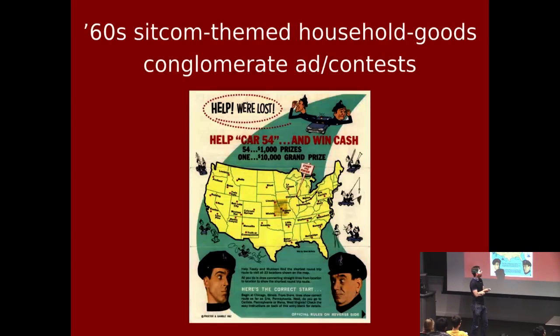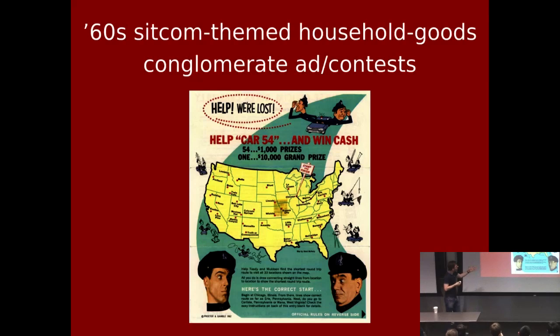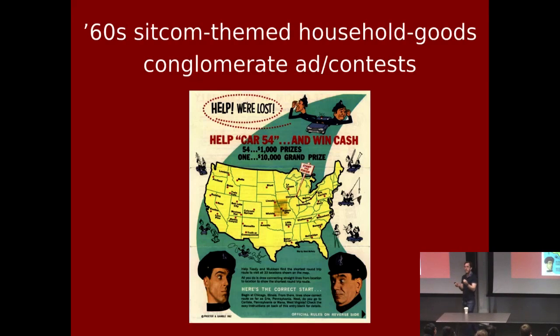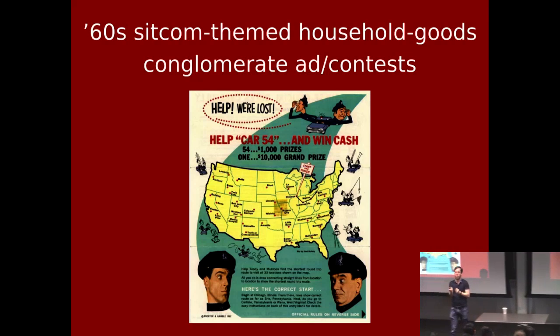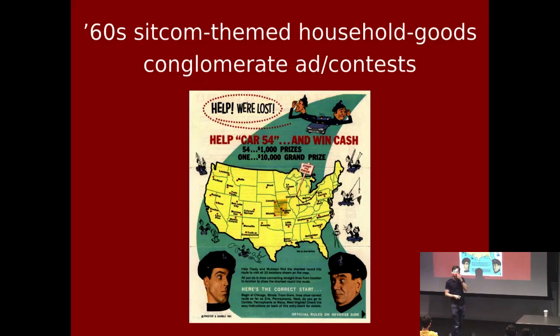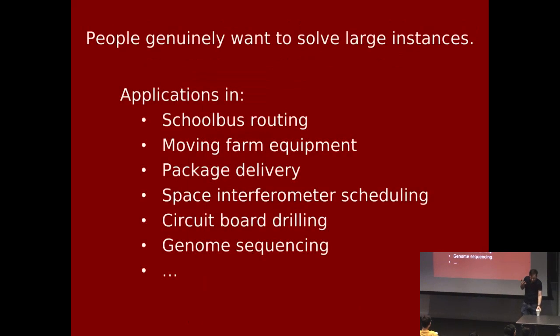It's inspired 60s sitcom-themed household goods conglomerate ad contests. So this is a real thing, from the 60s. There was a television show called Car 54, Where Are You? And this is a contest. They give you this map with cities in the US, and the costs are literally just, you get your ruler and measure the distance between them. The contest is to find the shortest path that goes through all the cities. There are like 33 of them. It even tells you to start like this, going from Chicago to Erie or whatever. And you can win $10,000 back then if you find the minimum TSP solution.